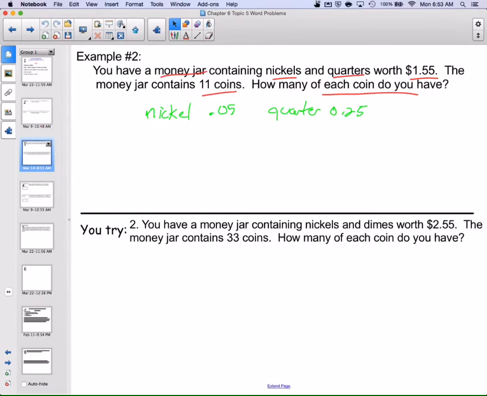Now I'm going to call my nickels x, or you call it n or whatever. I'm going to call my quarters y. So just want to keep in mind what everything means. So let's look at the first sentence. It's going to look something like this.